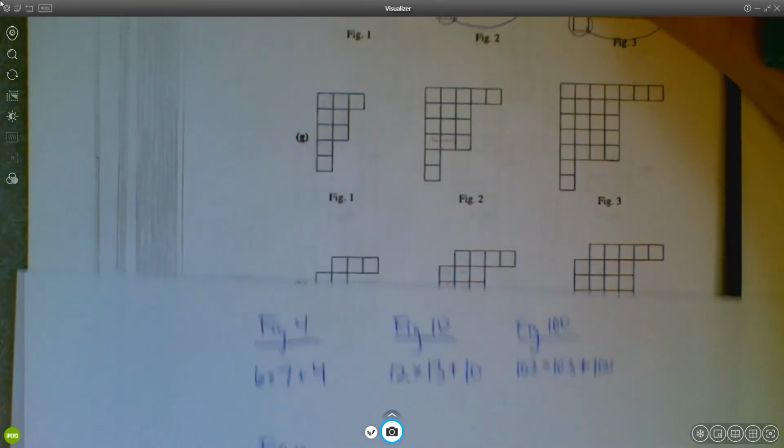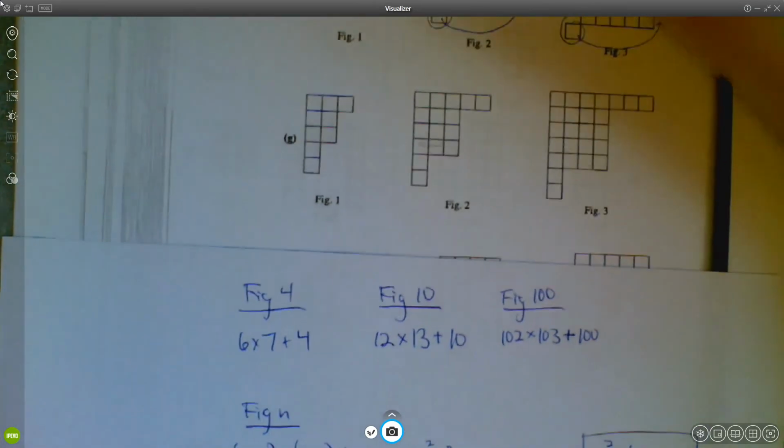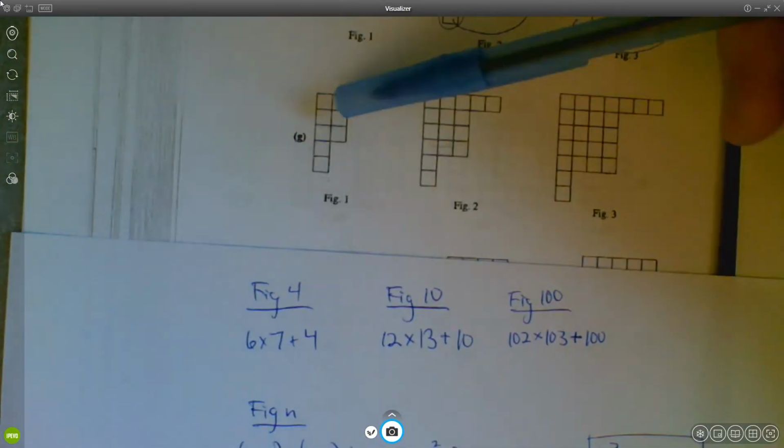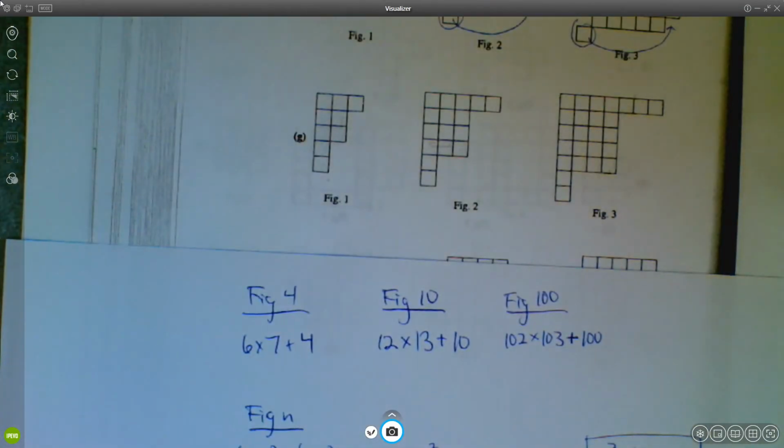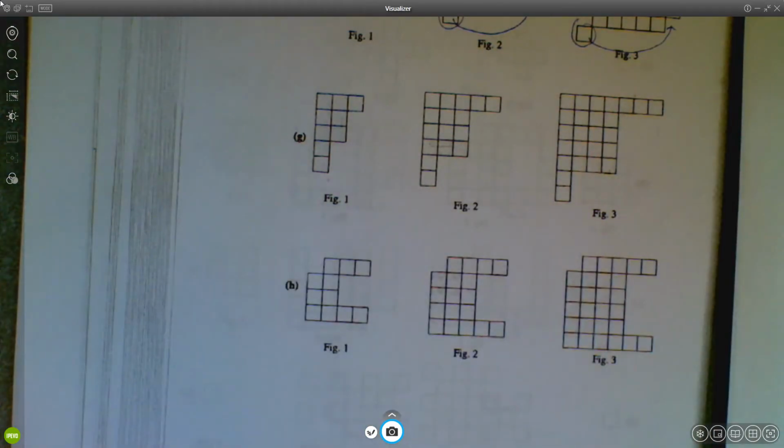Next one. I don't know why this reminds me of Star Wars or something, especially this one. Looks like one of those weird ships from Star Wars for some reason.